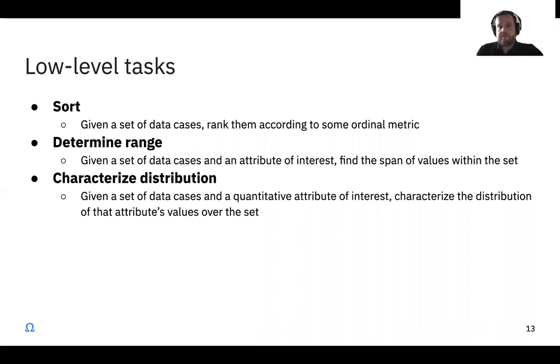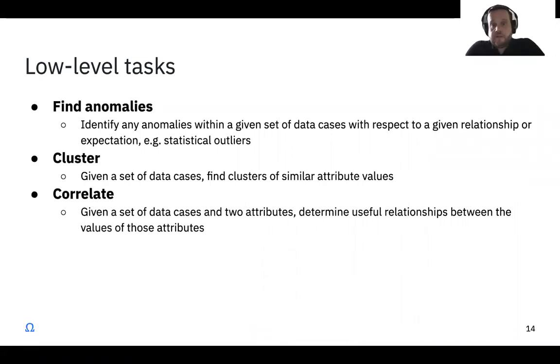And the most detailed out of these is characterize distribution, which is that given the sample you have within your data, or the collection of values within your data set, you want to characterize the distribution, maybe draw a nice box plot. Further, we have find anomalies. So you're going to find pretty much the statistical outliers. Then we have cluster. So you can find clusters of similar attribute values if there are any present in your data. It's also useful to correlate your attributes to see if there are dependencies between them.